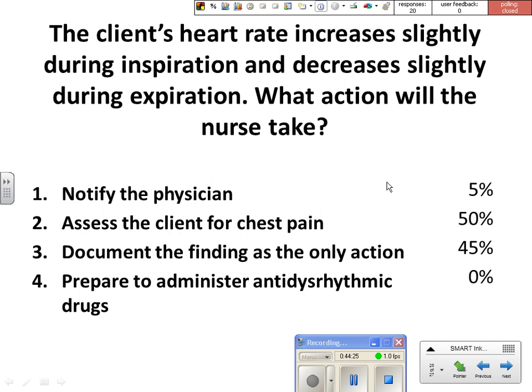Fifty percent said assess for chest pain, 45% said document the finding as the only action. What is this describing? Sinus arrhythmia, a benign arrhythmia where when the patient takes a breath, the rate gets faster, and when they exhale, it gets slower. The patient's asymptomatic. They're not going to get chest pain with this. So document the finding is the only action. You don't have to call the doctor. You don't have to give any antidysrhythmics.